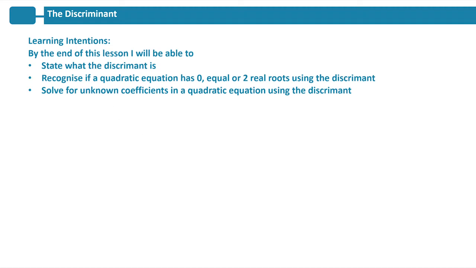Hi guys, today we're looking at the discriminant. Our learning intention for today is that by the end of this lesson you will be able to state what the discriminant is, recognize if a quadratic equation has 0, equal, or 2 real roots using the discriminant, and solve for unknown coefficients in a quadratic equation using the discriminant.